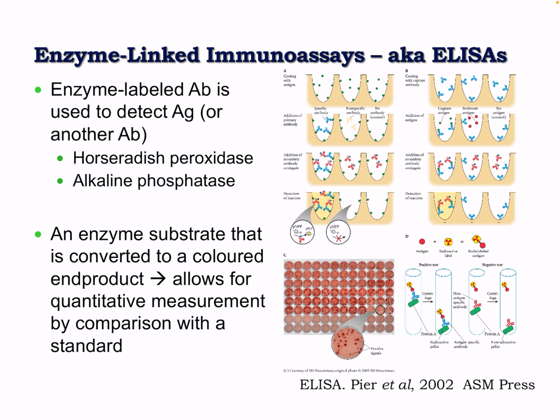Again, we use an enzyme substrate that is converted to a colored end product, which allows for quantitative measurement and is compared with a standard. Here's another example. The well is coated with an antigen. Usually you buy the plates already coated. So I have a plate for IL-8, for example, and either way, we have the antibody binding.